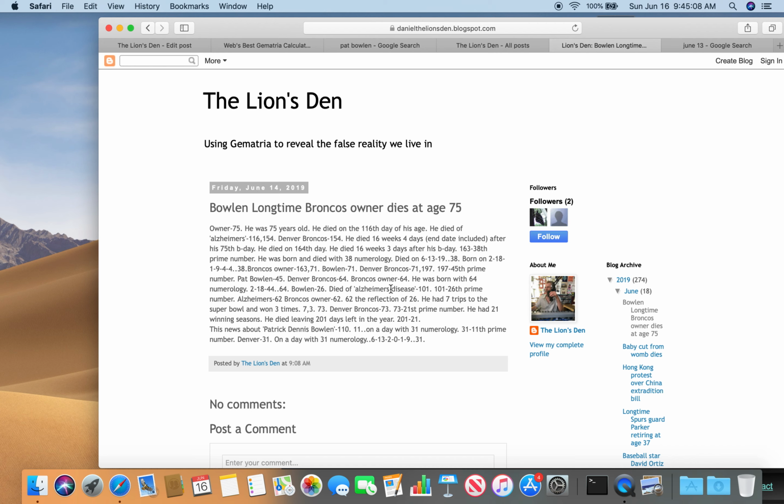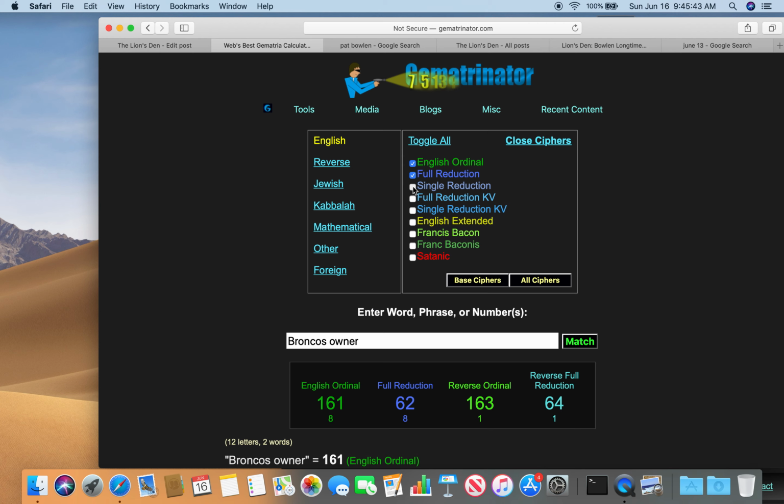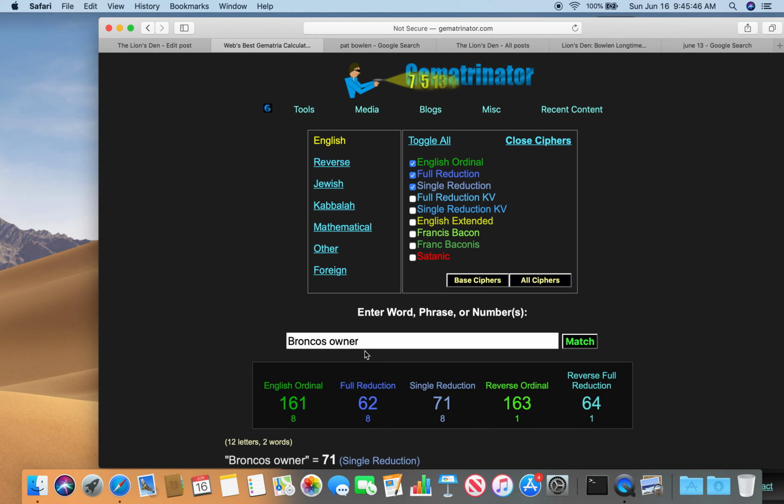What else about Pat Bowlen? He's a Broncos owner. They made that abundantly clear. Broncos owner equals 163. Remember, he died 16 weeks and 3 days after his birthday. And, of course, 163 is the 38th prime. So there it is, 163, right there.